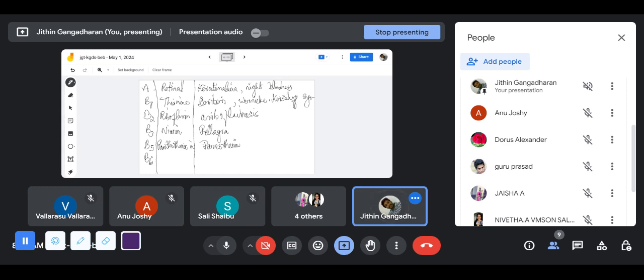Oh, B6, pyridoxine. The deficiency disease will lead to peripheral neuropathy. Peripheral neuropathy. Clear?